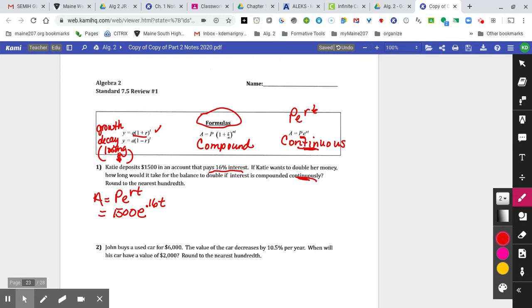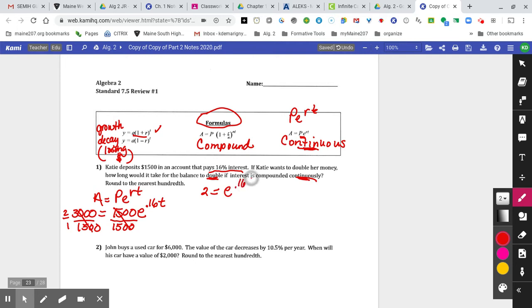Now, what I want to know is it asks me to double her money. Well, if she started at $1,500, then that means she's going to end with $3,000. That's what 1,500 times 2 is, or doubling her money. So here's what I need to solve. And in order for me to solve it, the first thing I need to do is to get rid of the 1,500. So I'm going to divide both sides by 1,500. And then I'm going to write it up here. So 1,500 into 3,000 will take this to 2 over 1, or it'll just be 2 is equal to E raised to the 0.16t.